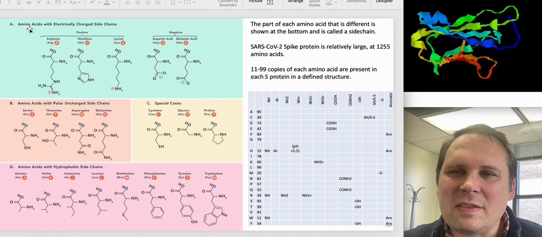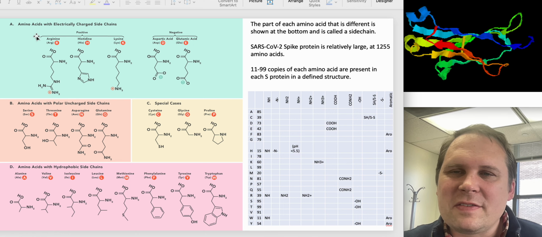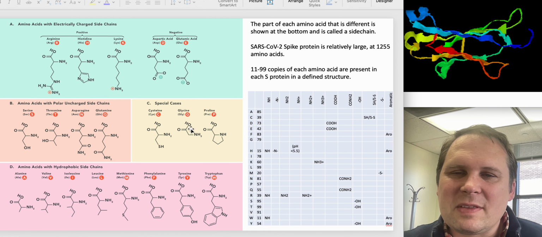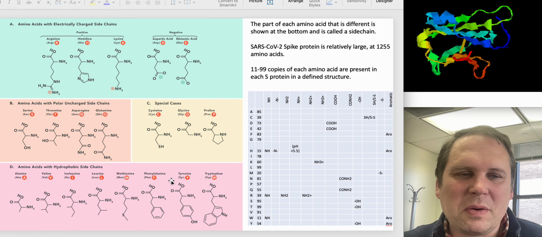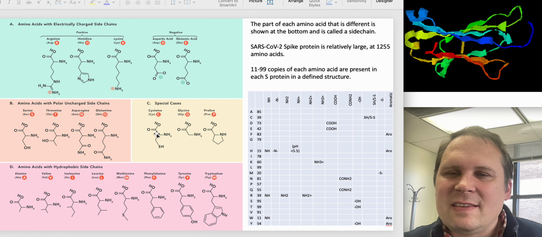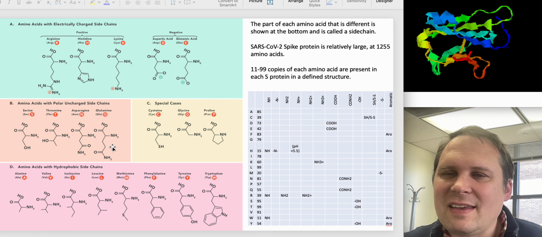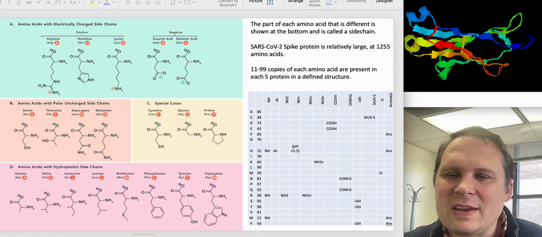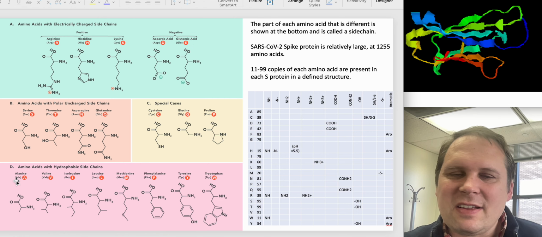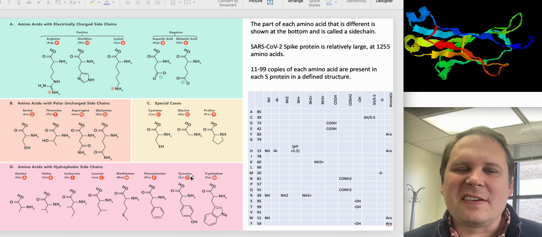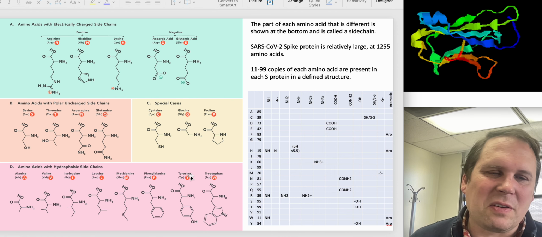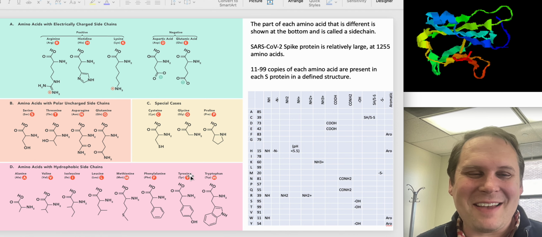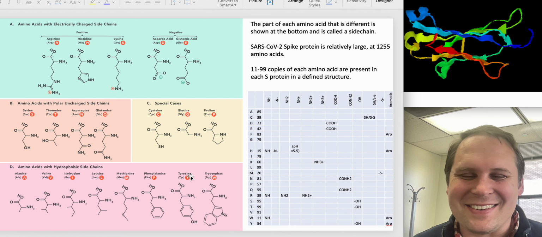So here we go. We've got all these with the charged positive or negative side chains. Some of the special cases: glycine and proline tend to be in loops. Cysteine tends to be one of the attacking amino acids, and serine and threonine are also quite often attacking. And you've got your hydrophobic guys down here. You'll tend to find those in the center, the core of a protein, where they can interact with each other and they don't have to participate in hydrophilic interactions.